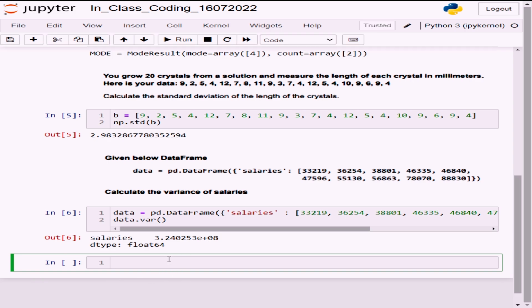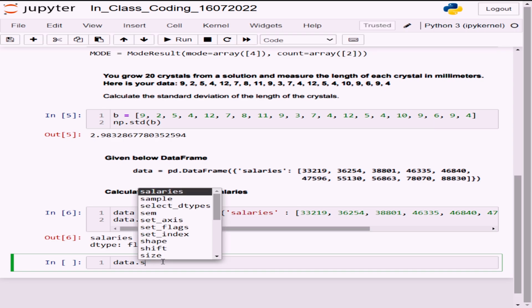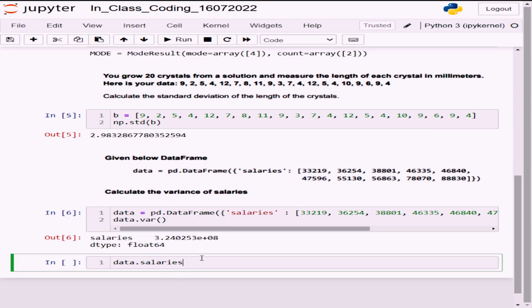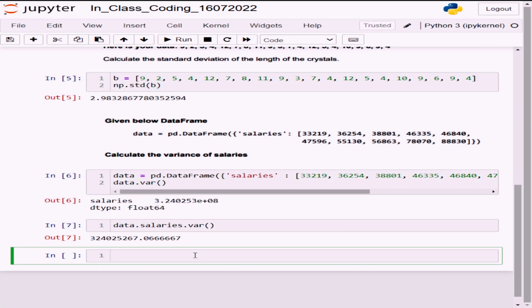I'll show you the answer in a different way as well. We can use a dot notation as well, so data dot salaries dot variance. Yes, this will also work. It's just a different programming way, that's all. If you are comfortable using the dot notation, go for this. If you are not familiar with the dot notation, go to the first technique. Whichever you want, you can use.